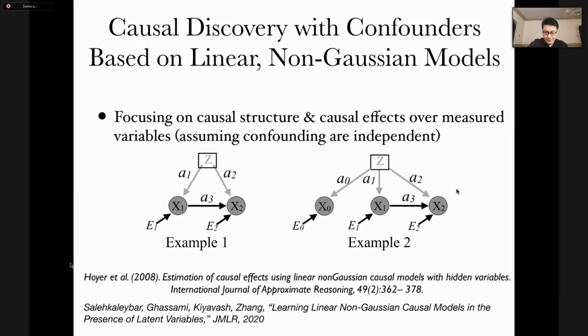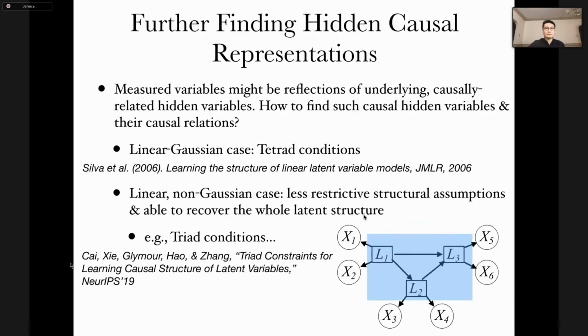Okay, so we can say something, but right here we have no idea about the relationships among the latent variables. However, in many cases, the measured variables, like image pixels, are just reflections of the underlying meaningful causal variables, hidden variables, which are causally related. And then, if you want to understand the system, you want to discover the hidden variables as well as their relationships. How can we solve the problem? And this problem is sometimes known as hidden causal representation learning, or discovery of hidden causal representations.